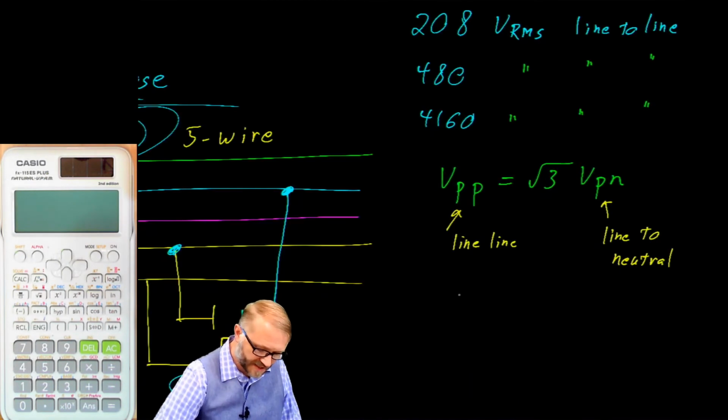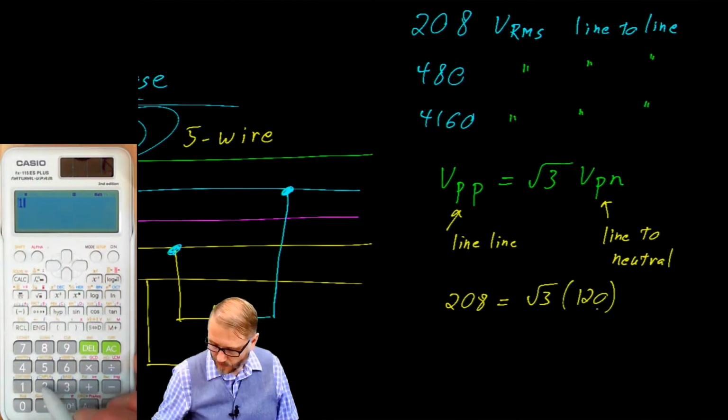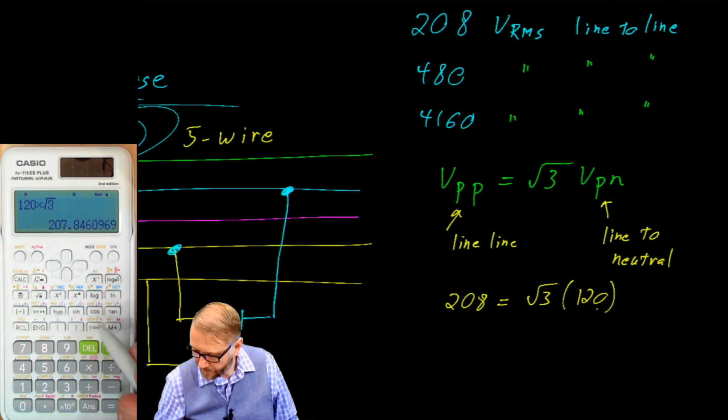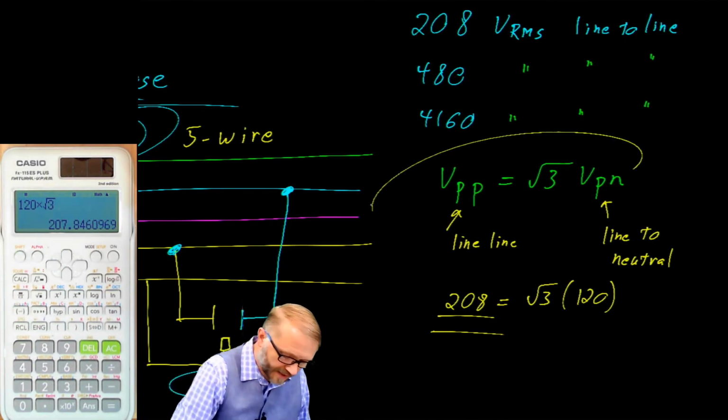In our previous example, we said 208 is equal to root 3 by 120. You can check that on your calculator as 120 times the square root of 3. There it is. There's the 208. Okay, so add that to your note card as well.